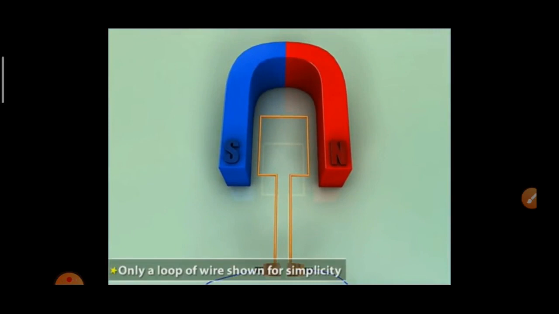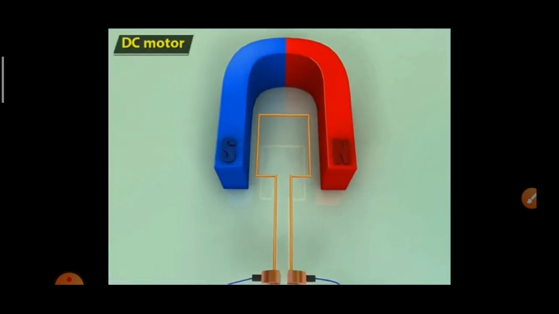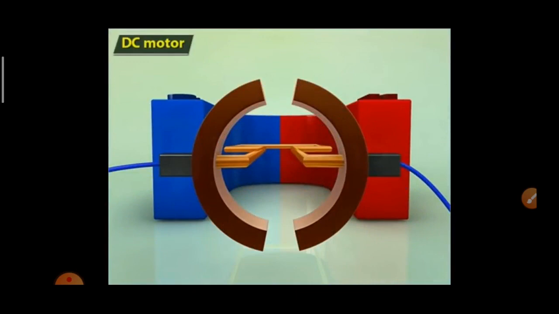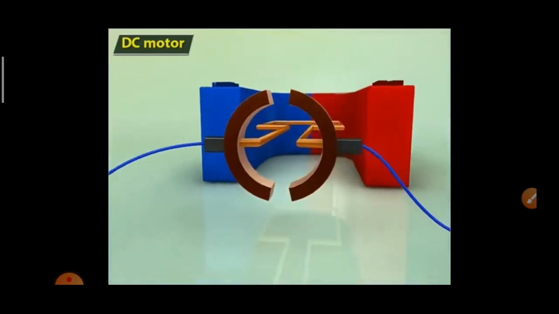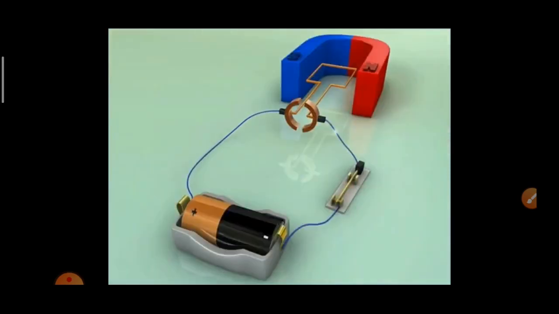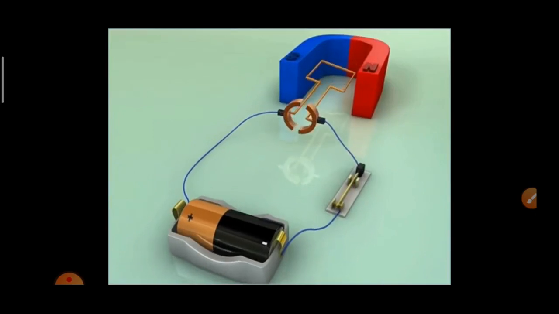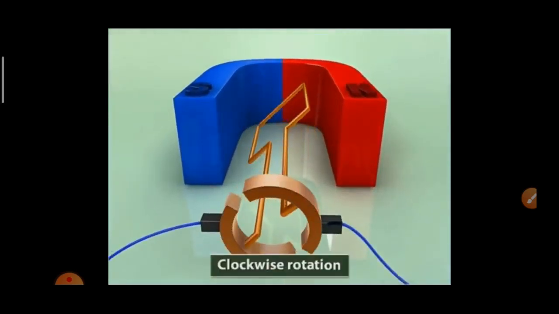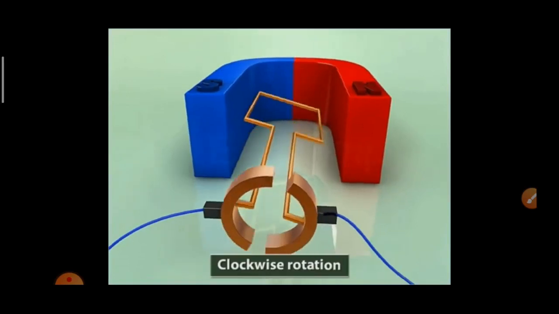There is a loop of wire or armature, placed in a magnetic field north to south. These are the split rings which are used to rotate, and the black ones are carbon brushes which are stationary. This is the DC voltage supply, and that is the key. When you turn on the key, you can see that it starts rotating because it experiences a force. So split rings are moving, brushes are stationary, split rings are moving the coil.